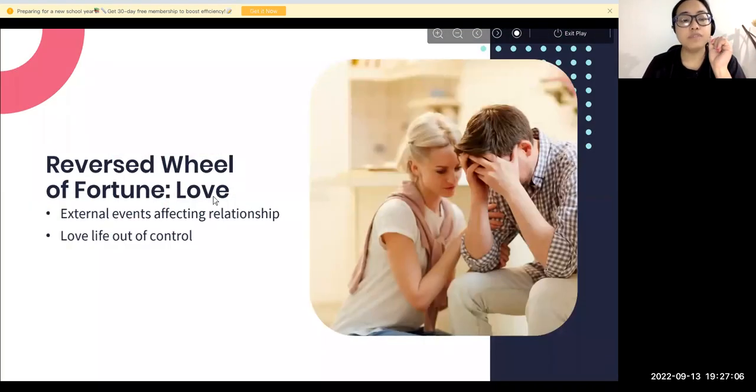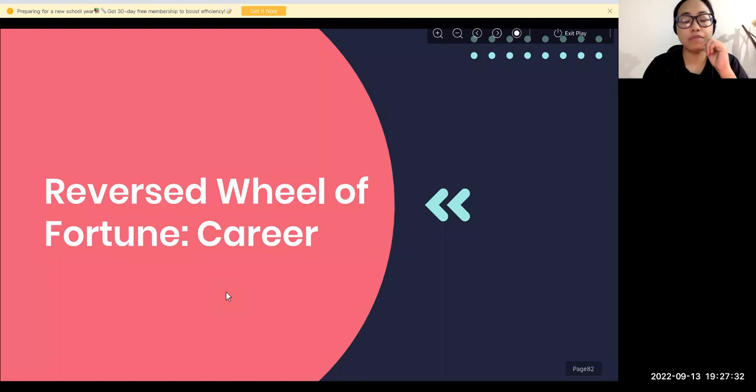So if it is for a love reading, it means an external event is affecting your relationship. You and your partner, there is misunderstanding happening, there is miscommunication happening, and you are affecting yourself. Your love life is out of control. You have no control over anything that is happening in your life right now with your partner or anything.